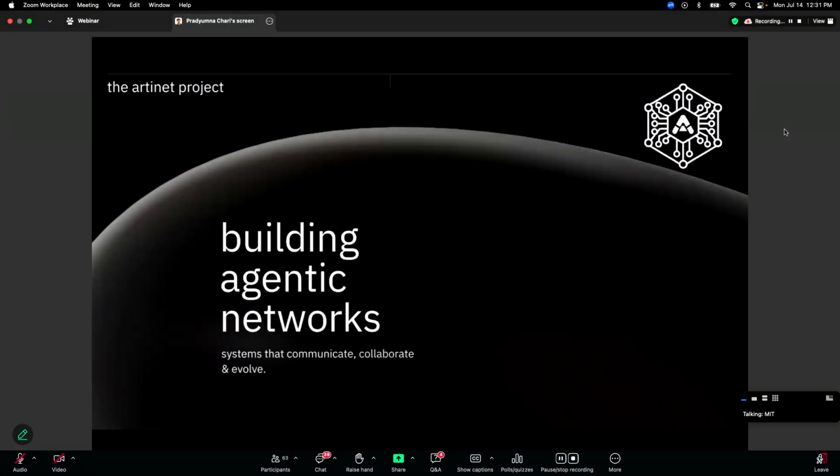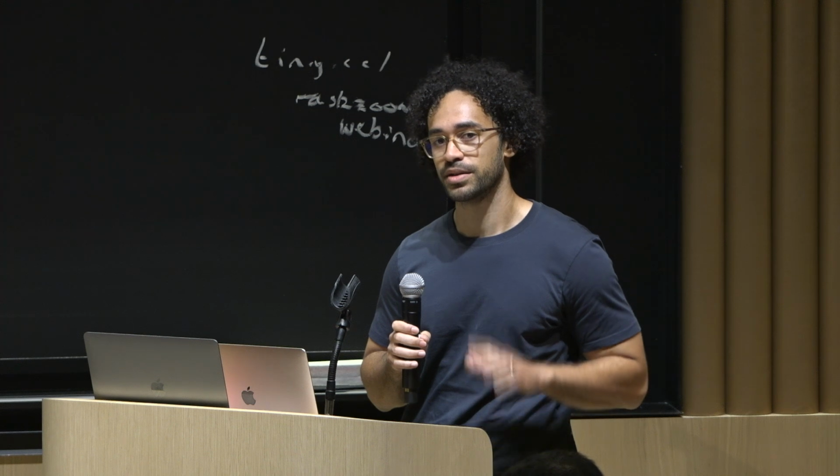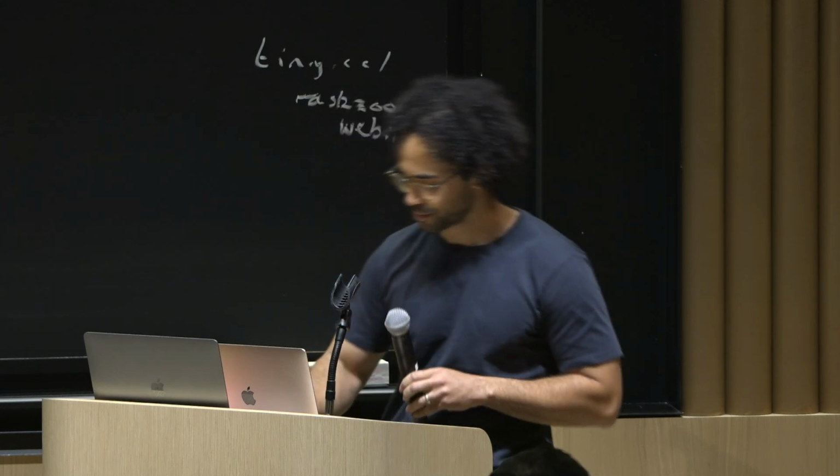And I want to talk to you about building agentic networks. To start with, I'm going to give a brief introduction to the ArtNet Project, what we're working on. And then from there, I'll dive into our proposal for NANDA and how that fits the larger vision of being able to create these decentralized agent networks that we're so interested in.